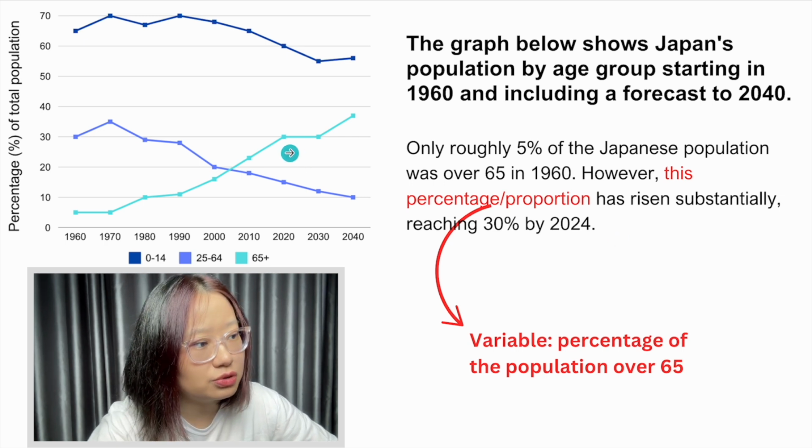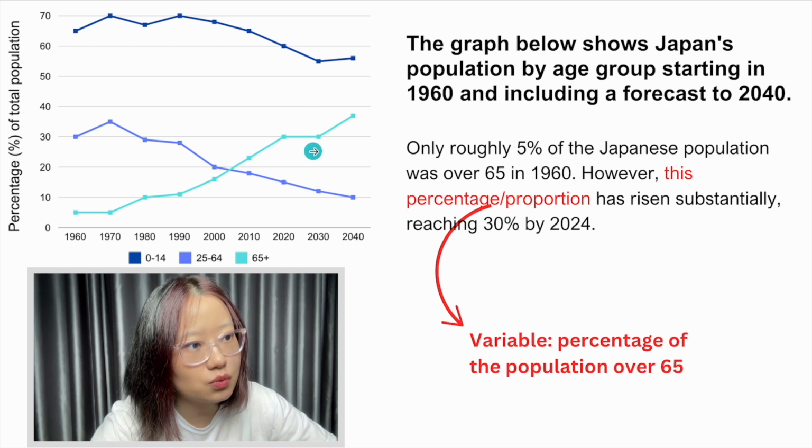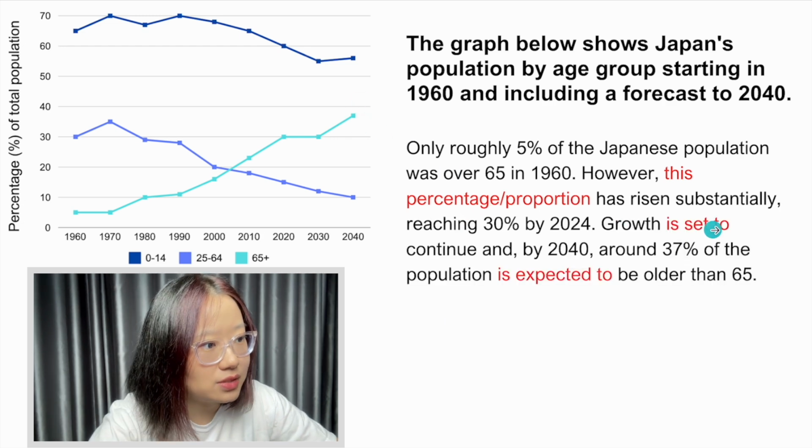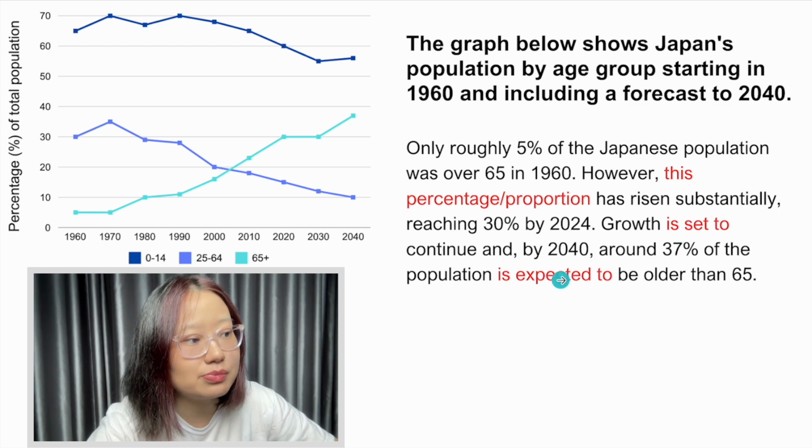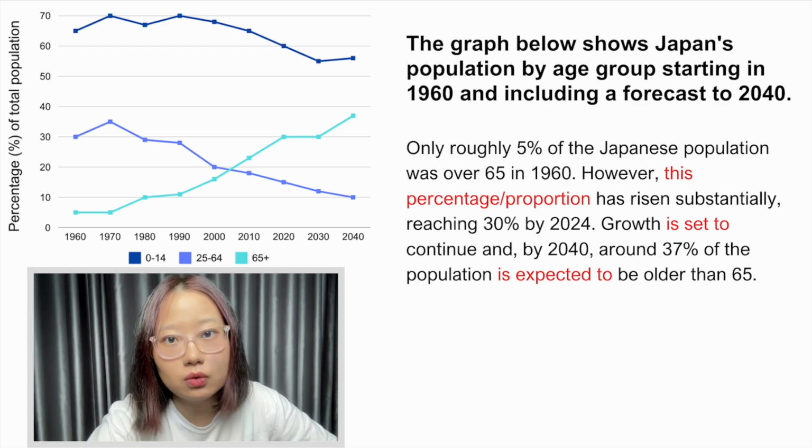Now let's add projections. There's nothing special in the future. I don't think we need to describe the stable trend here. So I'm just going to describe the upward trend and add the data at the end of the period. Growth is set to continue, and by 2040, around 37% of the population is expected to be older than 65. So here I used is set to and is expected to describe projections. Again, I will summarize all these expressions for you guys at the end of the video.